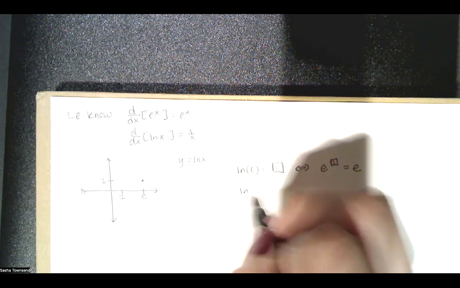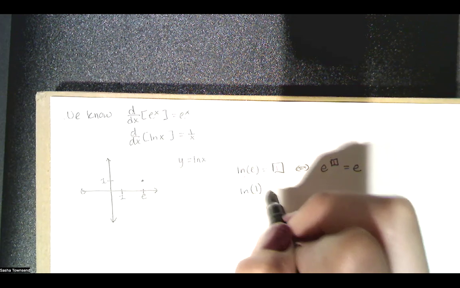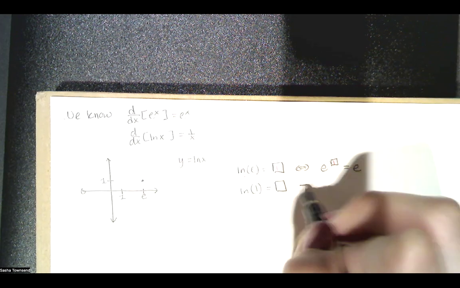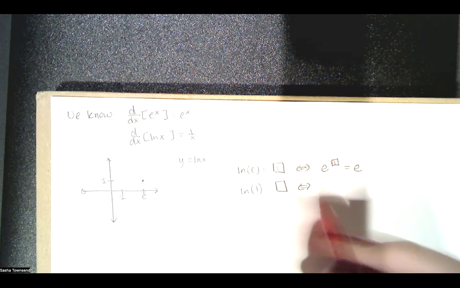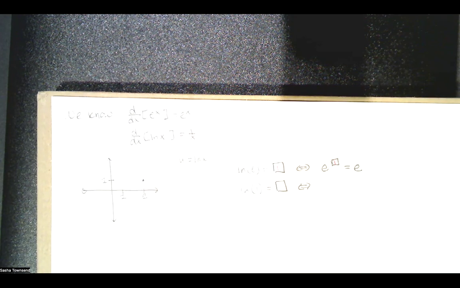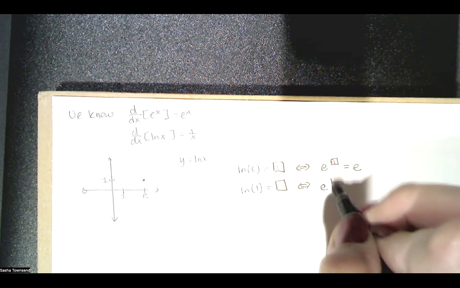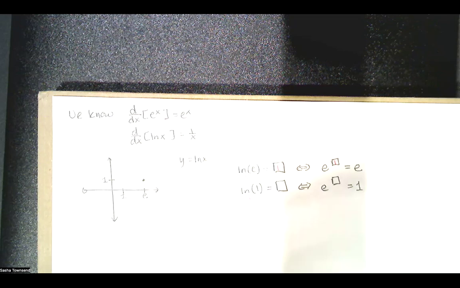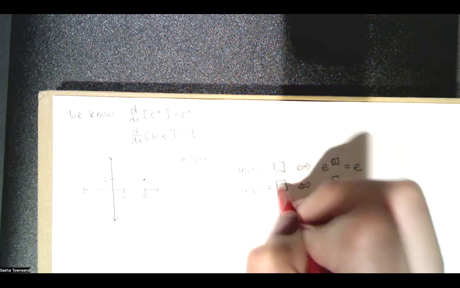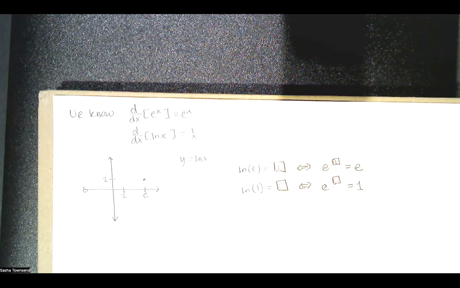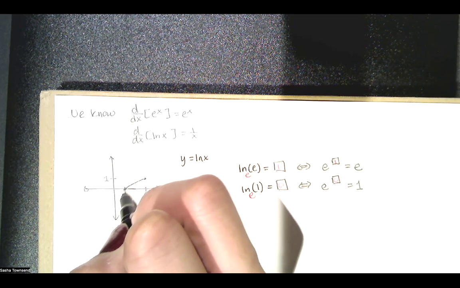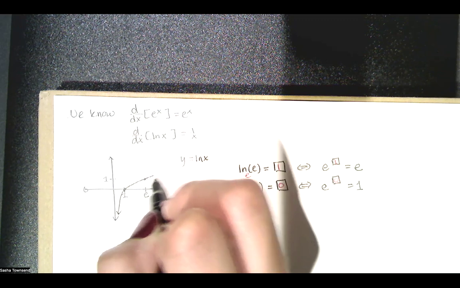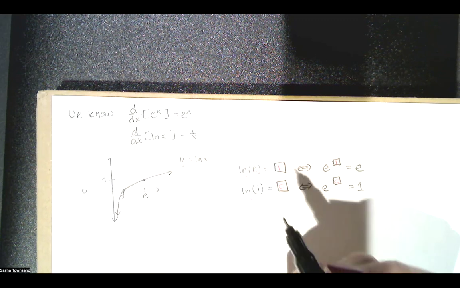And then when I'm computing natural log of 1, well, that's going to be a number. And the way we figure out what that number is, we think in terms of exponentials. We say, well, e to what power is 1? We know that e to the 0 power is 1. So natural log of 1 must be 0. So here's our logarithm graph, y equals natural log of x.